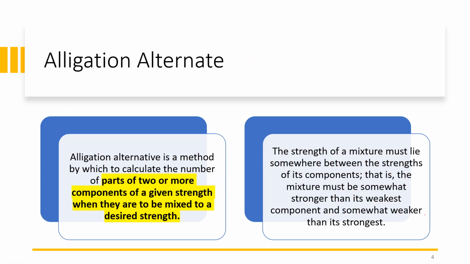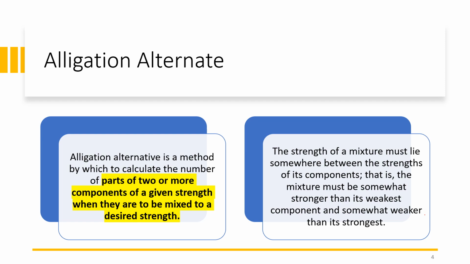Okay, now we have completed the first method, which is alligation medial. Second is the alligation alternate. Alligation alternate is a method in which you calculate the number of parts of two or more components of a given strength when they are to be mixed to a desired strength.